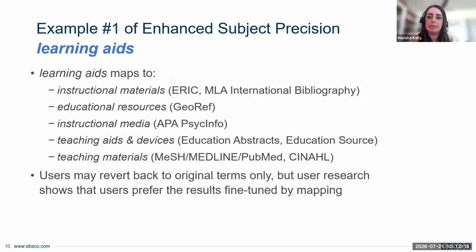So I've got a couple of examples here just to sort of illustrate what enhanced subject precision is doing, what EDS is doing when we're searching. But for example, if I search the term learning aids in EDS, the types of results that I would be presented would also include items and resources that have similar subject headings like instructional materials, educational resources, instructional media, and you can see a small representation of the databases that results would be returned from, like APA PsycInfo, ERIC, CINAHL.